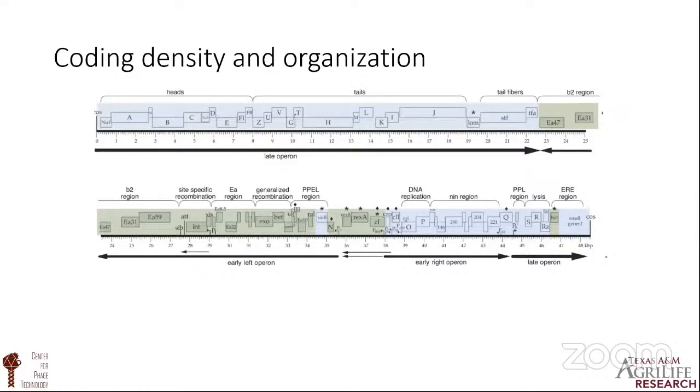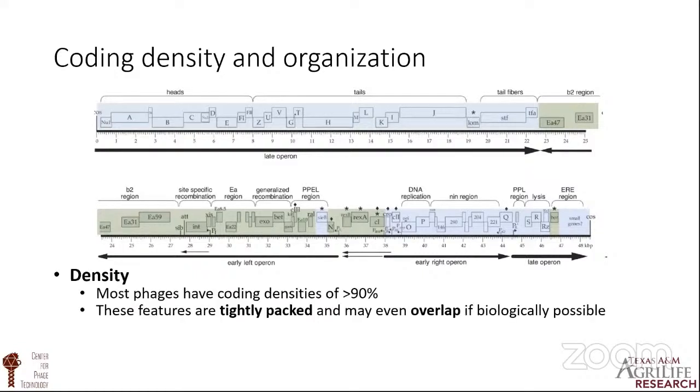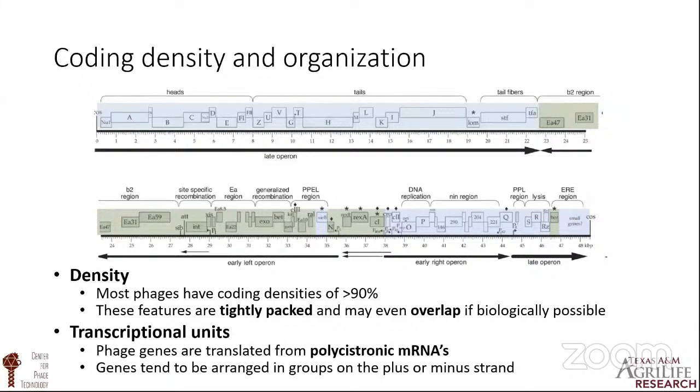A note here on how phage genes tend to be organized. Phages tend to have very high coding densities, typically in the range of 90% or even higher. These features are very tightly packed, and they may actually even overlap by a few codons if that's possible. Phages, because they have to package all their DNA into a head of a fixed size, are somewhat constrained for space, and coding densities tend to be high in phage genomes, much higher than you would see in the average bacterial genome.